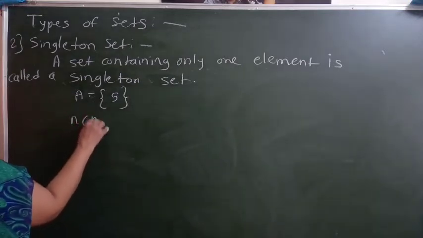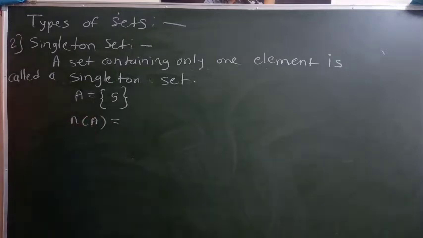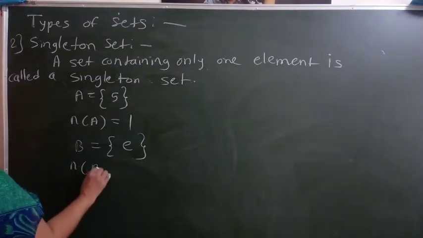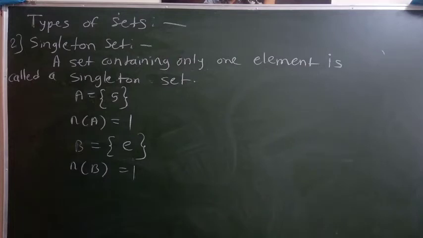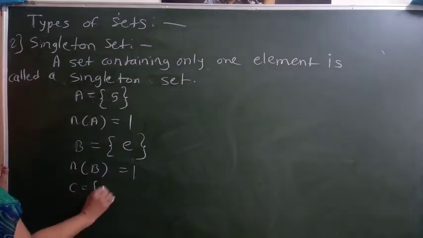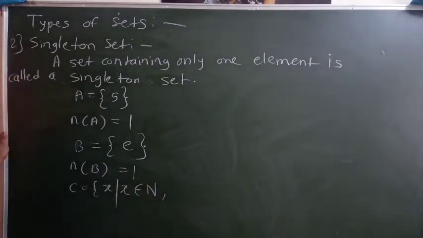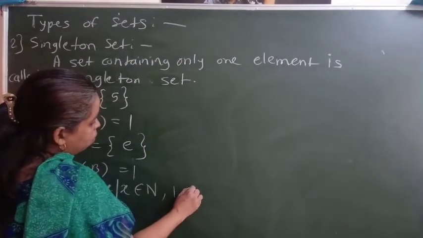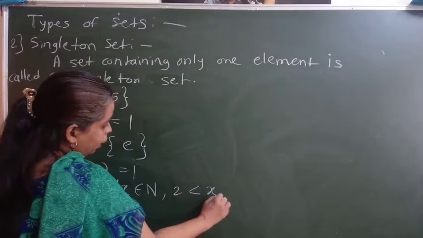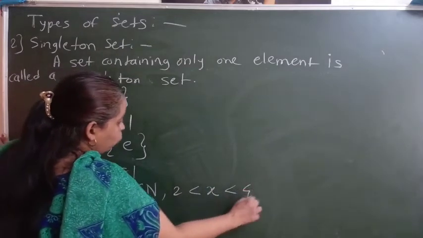So n of A in singleton set, what happens? Total number of elements of that set A is 1. Or set B. Suppose here is only E. So n of B is 1. So for singleton set, total number of elements is only 1. Or you can write C like this. This is x such that x belongs to N and 2 is less than x is less than 4.